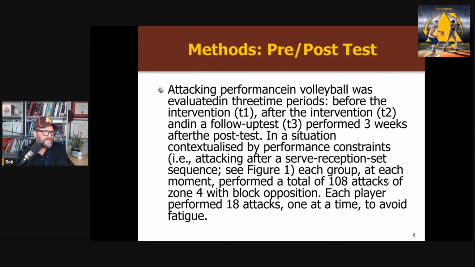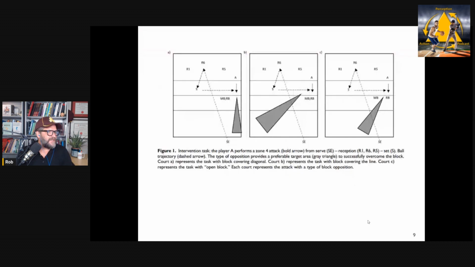They're going to look at performance in a kind of representative serve reception set sequence. The total of 108 attacks with zone floor blockers, 18 attacks one at a time to avoid fatigue. Right, so they're fairly representative pre and post tests. Okay, as I mentioned, this is a zone 4, right, where they're making their attack.